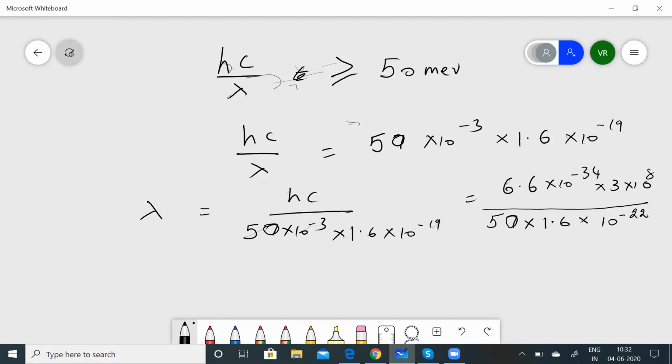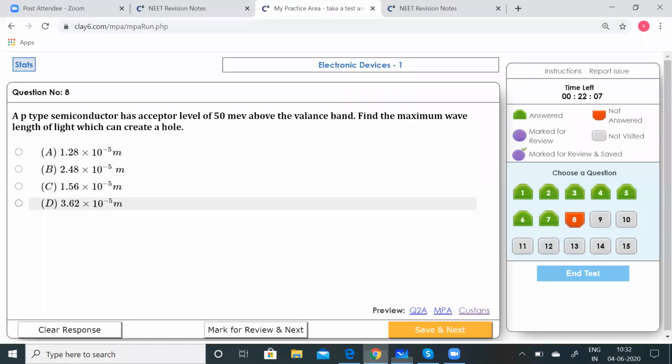By mistake, I put it as 57. So 50 into 1.6 into 10 to the power of minus 3, because it is given as 50 MeV. So you can see this. When I simplify this, I get the value to be approximately 2.48 into 10 to the power of minus 5 meters. So let's see which option is correct.